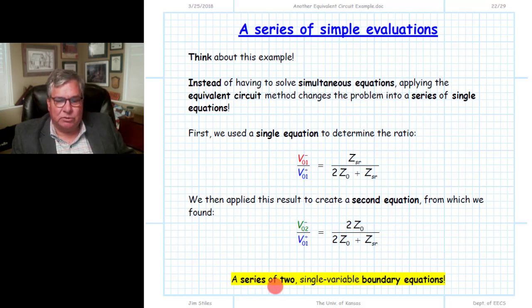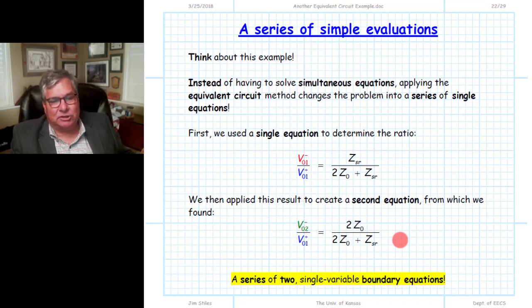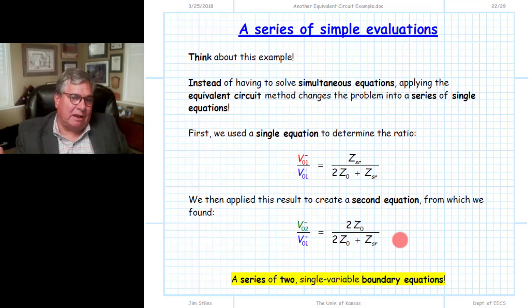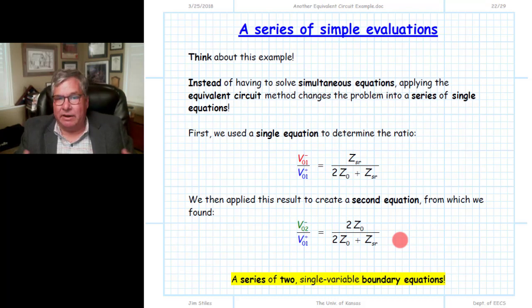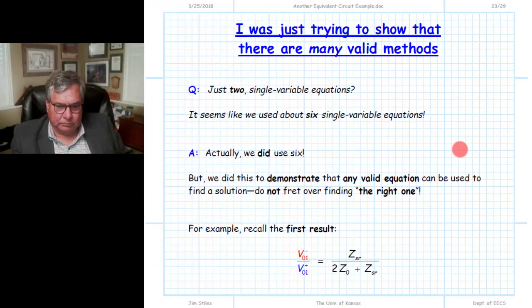And so we had a series of two single variable boundary equations to solve, and this is in contrast to the example we did prior with this circuit, where we used boundary conditions and didn't use equivalent circuits. There we came up with two equations and two unknowns and had to solve it. Now, it may not appear to be that simple to you that we solve two single variable equations to get the answers that we were seeking in this problem. It seems like we did a lot more math, but again, we were just solving the same problem over and over again using different methods.